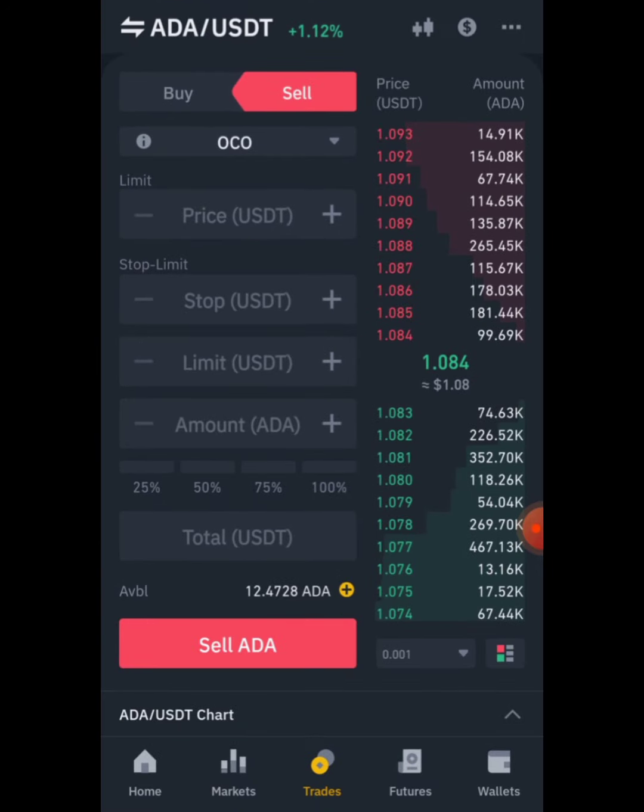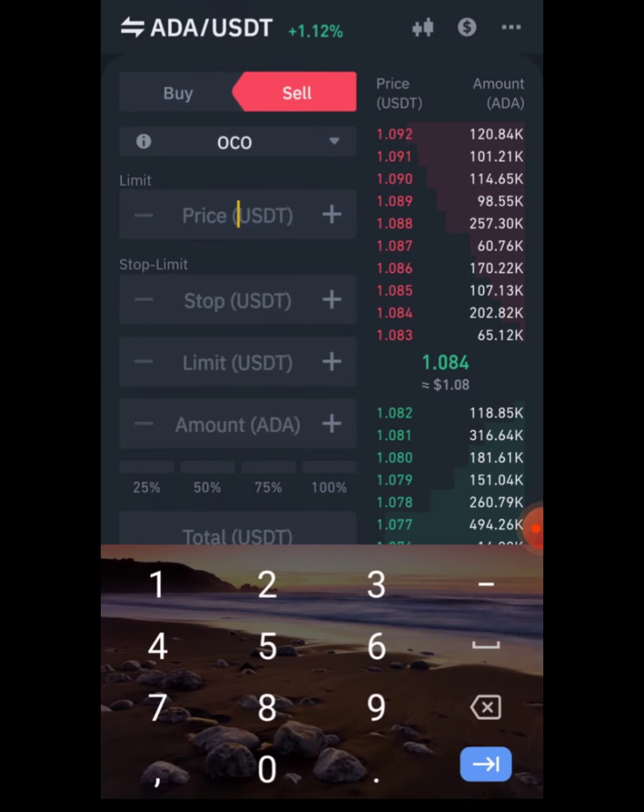Just go back to your trade and input your sell price here. The sell price you want is 1.18. That is our sell price one. Now let's go to stop limit. Just the way you did the stop limit, that's how you are going to do it here under the OCO.